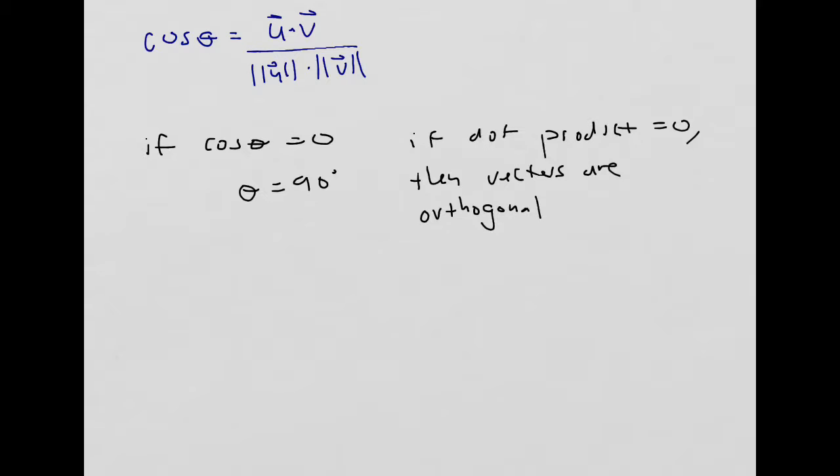So you don't necessarily need to complete the problem here, but once the dot product is 0, then boom, you're done. You know that these two vectors are going to be perpendicular.